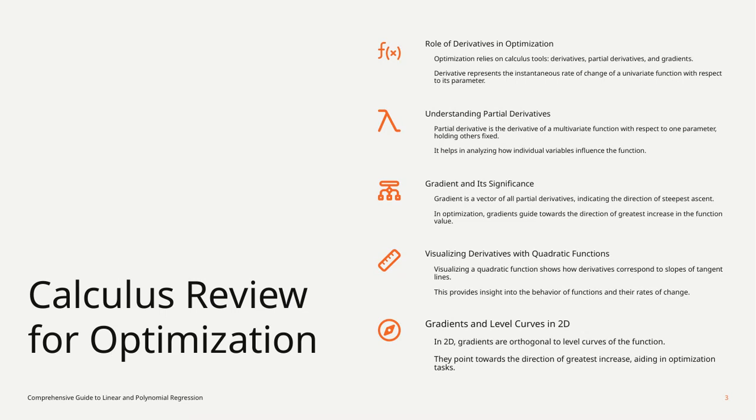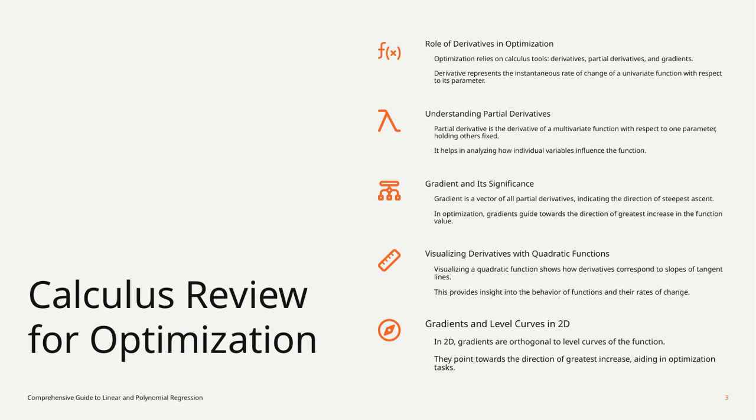Let's dive into some calculus concepts that are essential for understanding optimization in regression models. First, visualizing derivatives with quadratic functions really helps us grasp how derivatives relate to the slopes of tangent lines. When we look at a quadratic curve, the tangent line's slope at any point tells us how the function is changing at that moment, giving us insight into its behavior and rate of change.